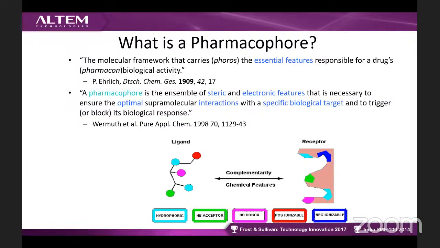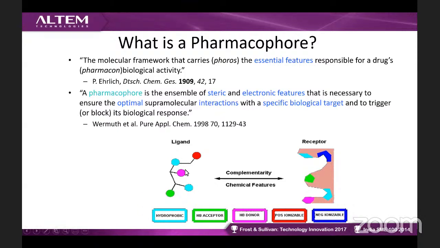And a pharmacophore, if you ask a cheminformatician, they will tell you like this: it's the ensemble of steric or electronic features that is necessary for interactions with a specific biological target to trigger or block. Either it should fight and kill that molecule, or it should go along with that molecule and enhance the process. It should be an agonist or an antagonist. It should fall in either of these categories. Then only we call it a pharmacophore of the molecule.